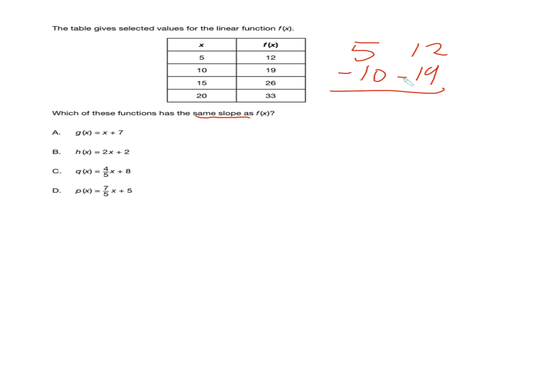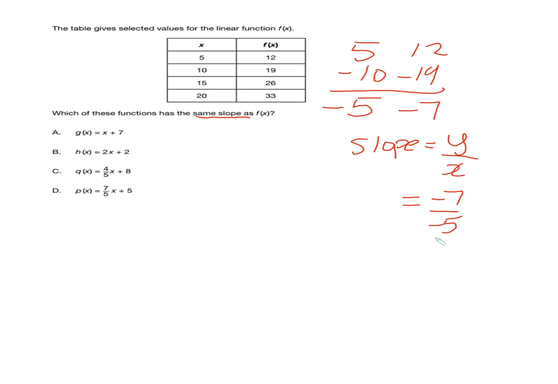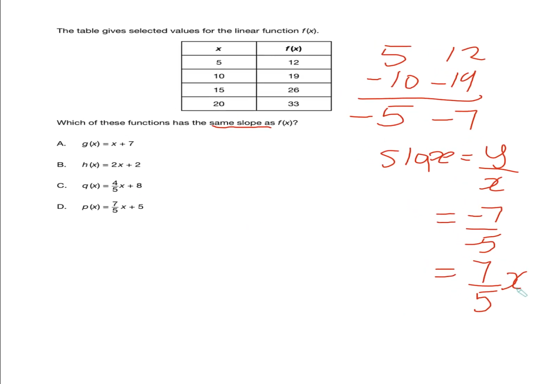And then I'm going to subtract. Signs are different. So I subtract, keep the sign of the larger. Remember, slope is your change of y over the change of x. -7 over -5. Two negatives gives you a positive, so you have 7 over 5. Okay, so let's go in here and see who has a slope of 7 over 5. And remember, if you're the slope, you're going to have the variable attached to it. 7 over 5x, so my answer is D.